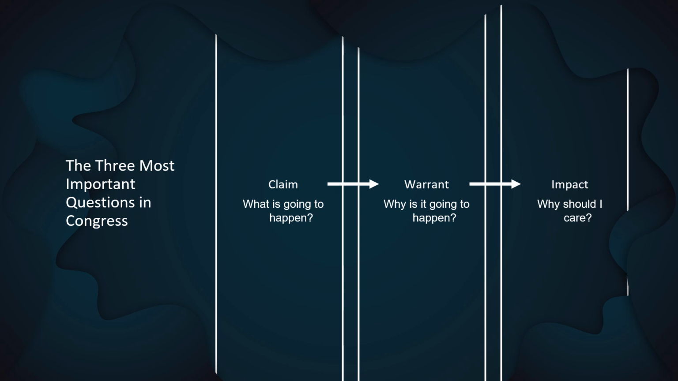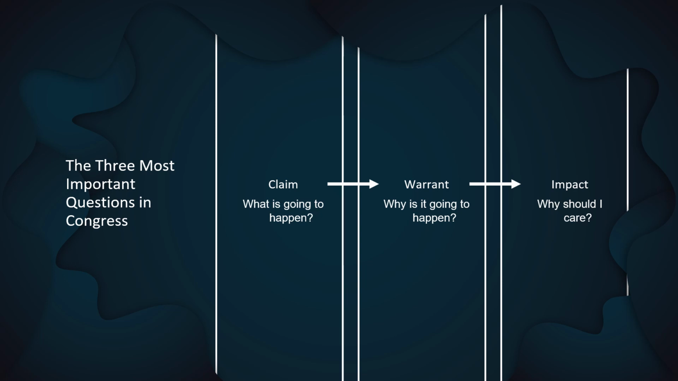For example, let's look back at the minimum wage example I gave and that argument I made. What's going to happen in that? We're going to lose jobs. Why is it going to happen? Small businesses won't be able to afford employees. And why should I care? Small communities and rural communities will be devastated by this bill. So as you can see, my argument is now logically sound, and I know this to be true because I checked it against claim warrant impact. I identified the claim, what's going to happen, I identified the warrant, why is it going to happen, and I identified the impact of why I should care.